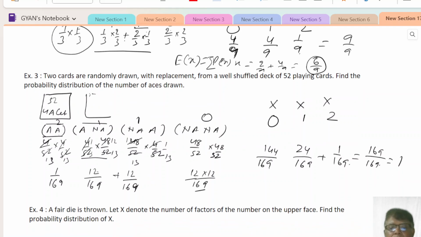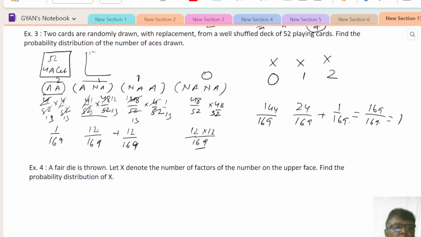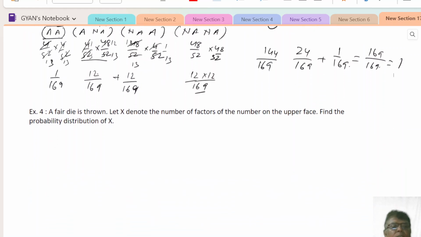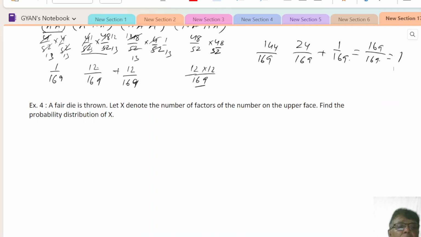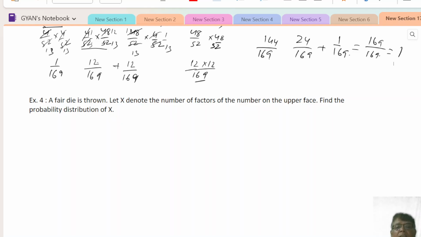Now come to the fourth question. A fair die is thrown. X denotes the number of factors of the number on the upper face. Find the probability distribution of X. X is the number of factors. So what is the sample space? The sample space is 1, 2, 3, 4, 5, 6. How many factors does each have?